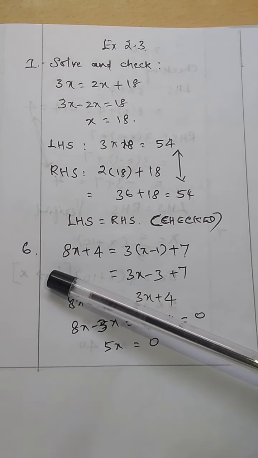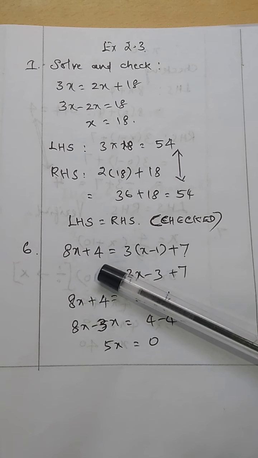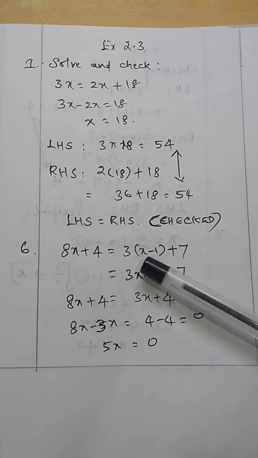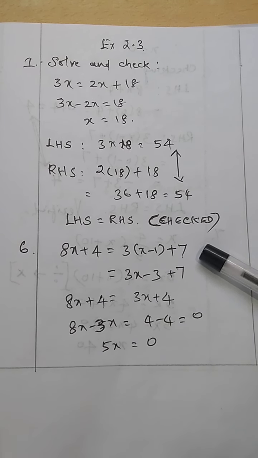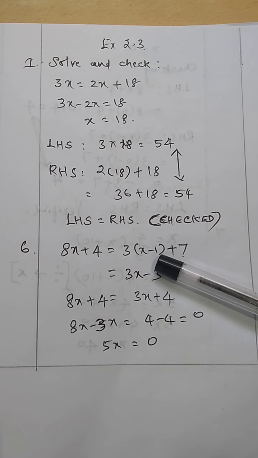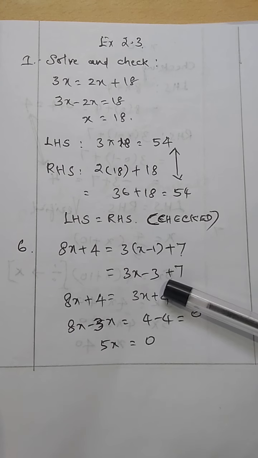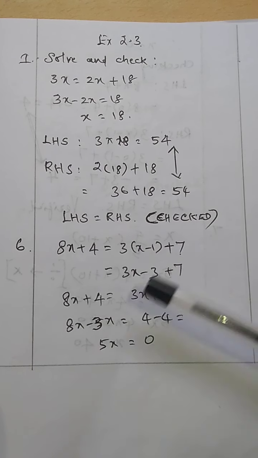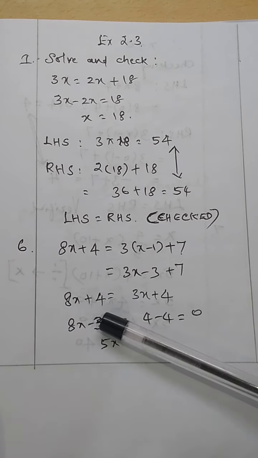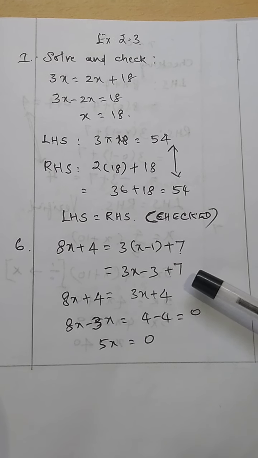Now the sixth question goes like this. 8x plus 4 is equal to 3 into (x minus 1) plus 7. So on your right you are supposed to expand the bracket. So 3 into x, that is 3x, 3 into minus 1, that gives me minus 3, plus 7. So on your left it is 8x plus 4, on your right it is 3x plus 4.